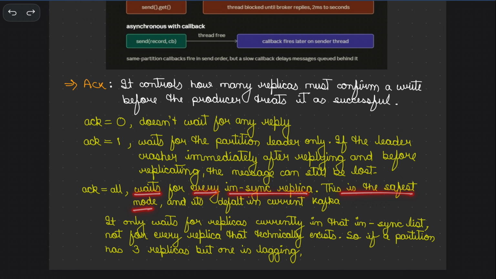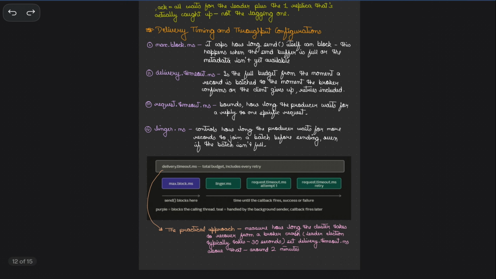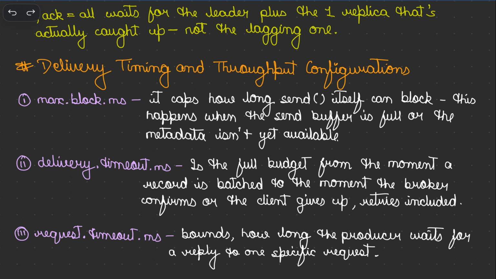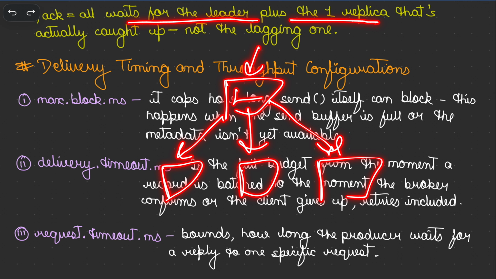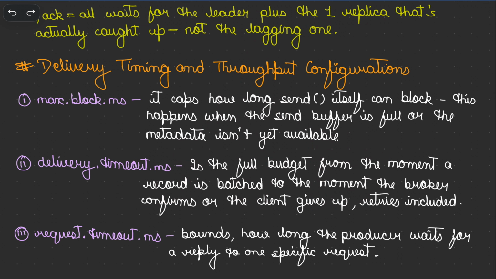This is the safest mode and it's the default in Kafka. So it only waits for replicas currently in the in sync list. In sync list means whatever I have explained just now, not every replica that technically exists. So if a partition has 3 replicas and one is lagging, acknowledgement all means it waits for the leader plus 1 replica. Let's say the leader has 3 replicas, 1, 2 and 3. It will not wait for the lagging one. Instead, leader plus 1 replica. I hope till here it is clear.